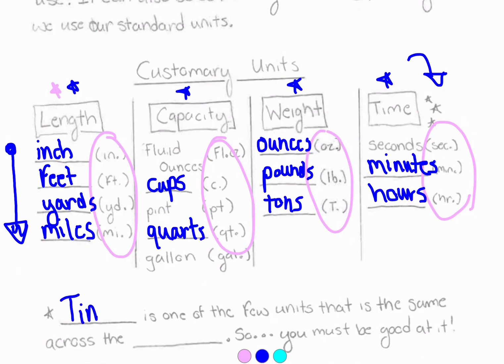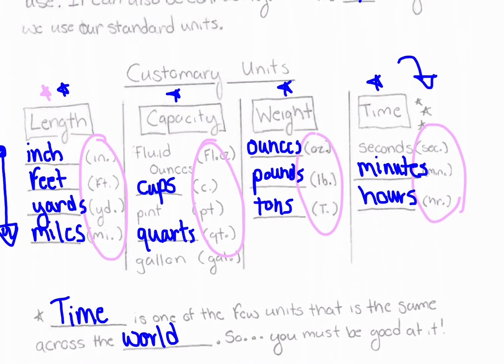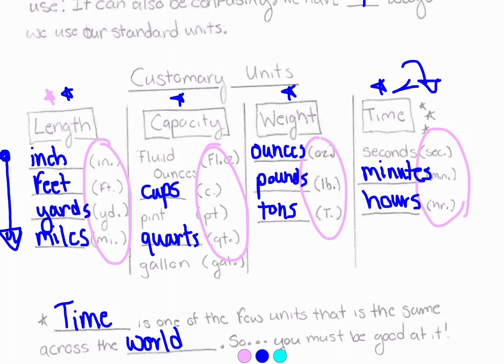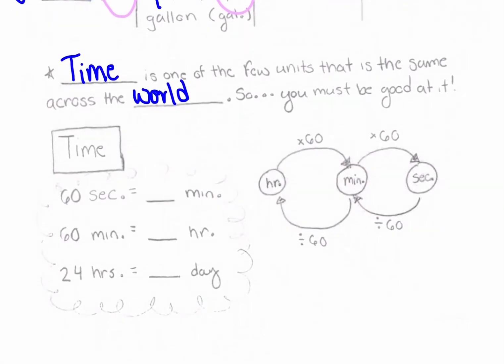Time, like I said, is one of the few units that's pretty much the same across the board or across the world. So that's the one thing: if you can't do anything else with length, capacity, and weight, you've got to know time because that's going to be pretty standard wherever you go. So we're going to talk about length and we're going to talk about time today. So here are some interesting factoids kind of around here.